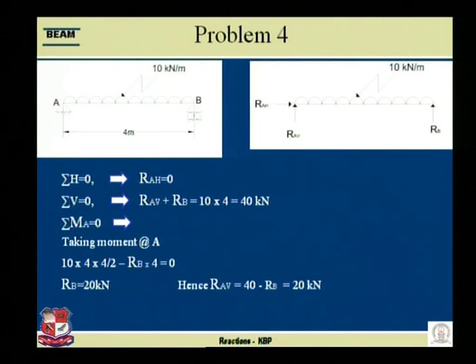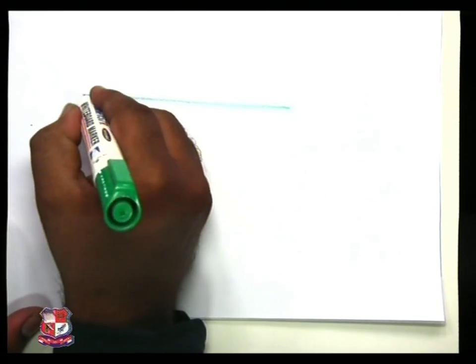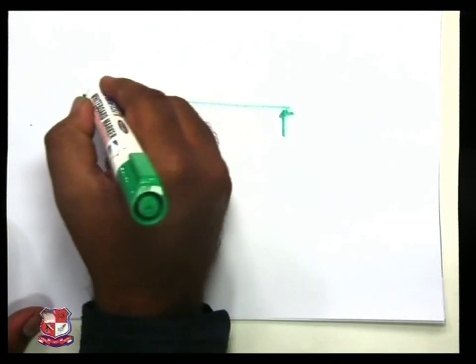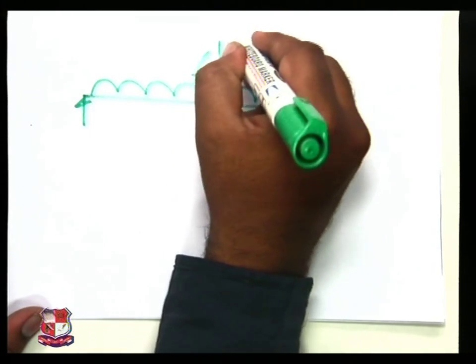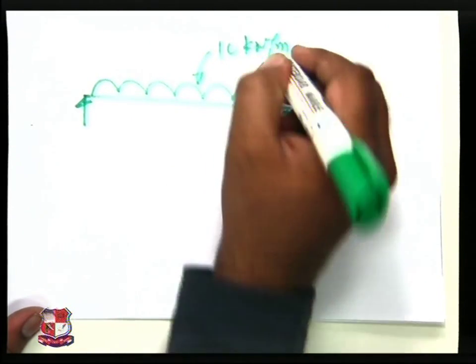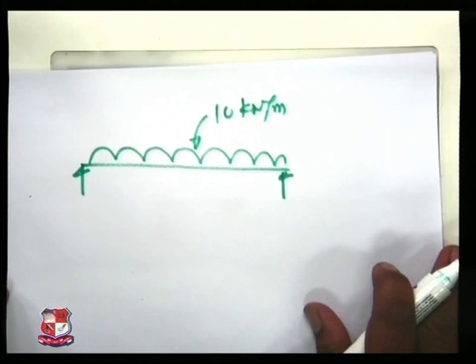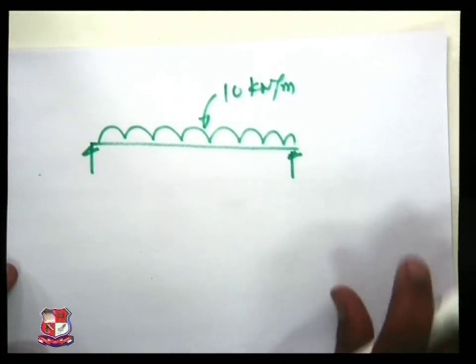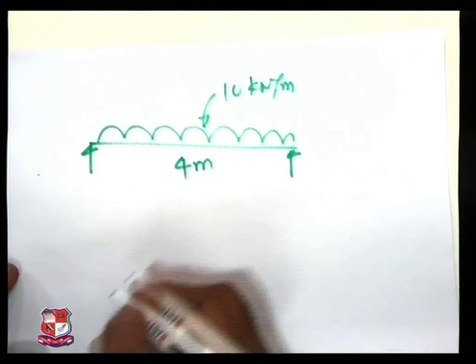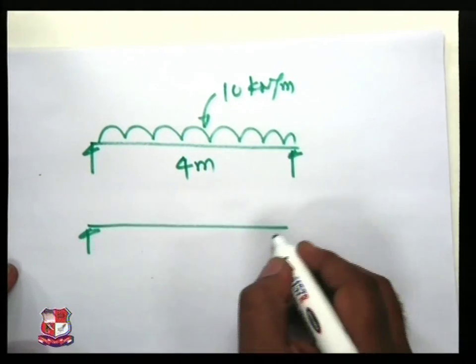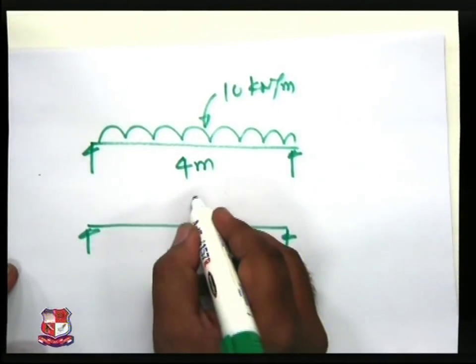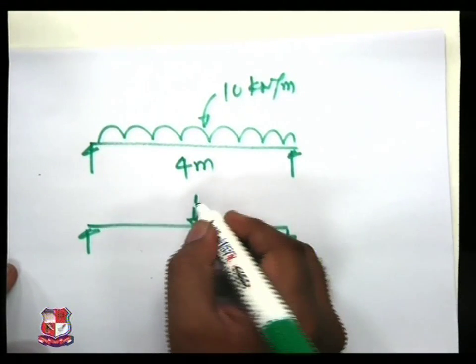See over here. This is 10 kilonewton per meter. The load is acting over here. This length is of 4 meter. So I will convert in terms of the equivalent point load acting at the CG. I will repeat, equivalent point load.